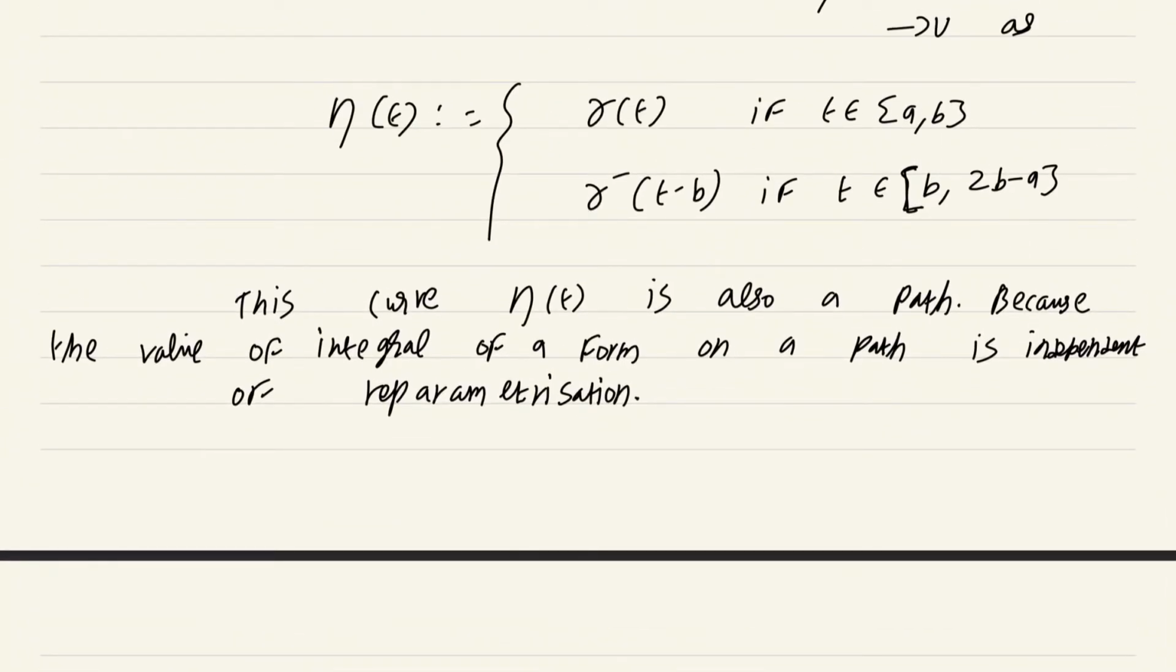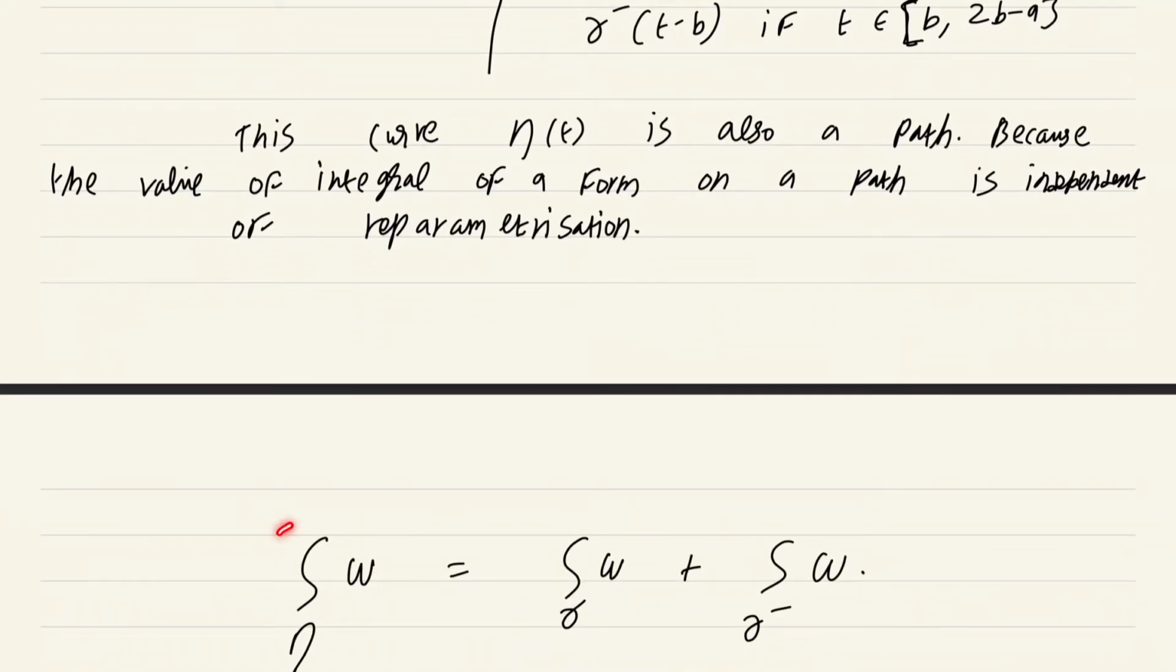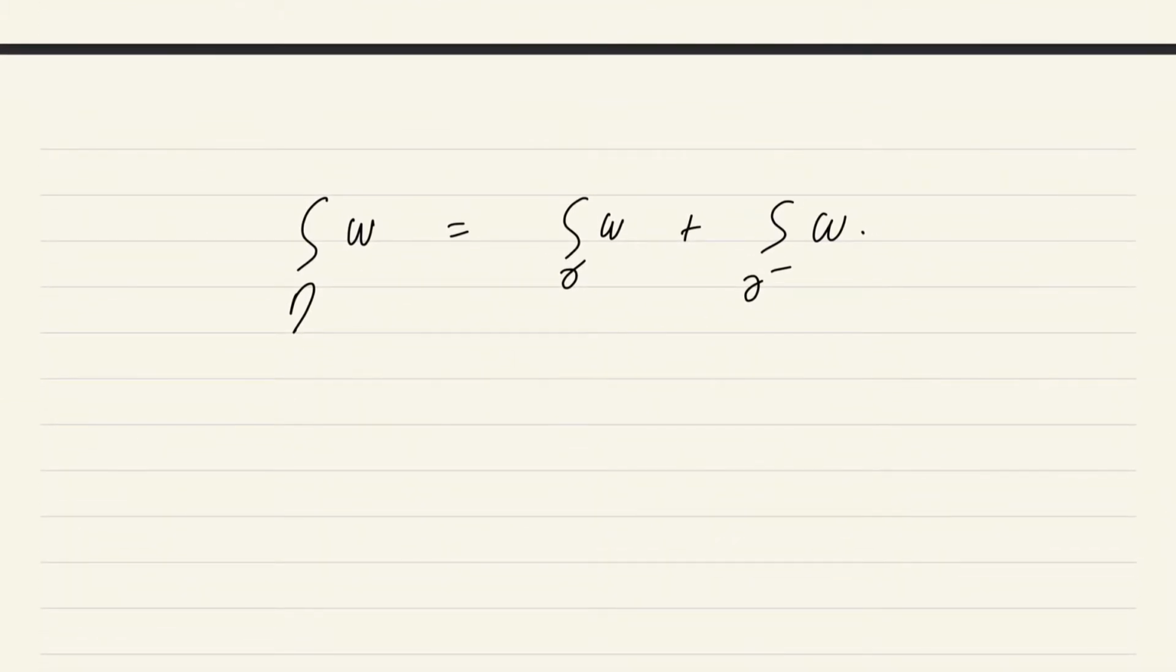The integral over eta of omega is nothing but the integral over gamma of omega plus the integral over gamma minus of omega. Where does this gamma minus come from? Well, the fact that gamma minus of t minus b on b to 2b minus a is just a reparameterization of gamma minus, and the fact that the integral along eta is just the sum of these two is just by the definition of the integral along a path.